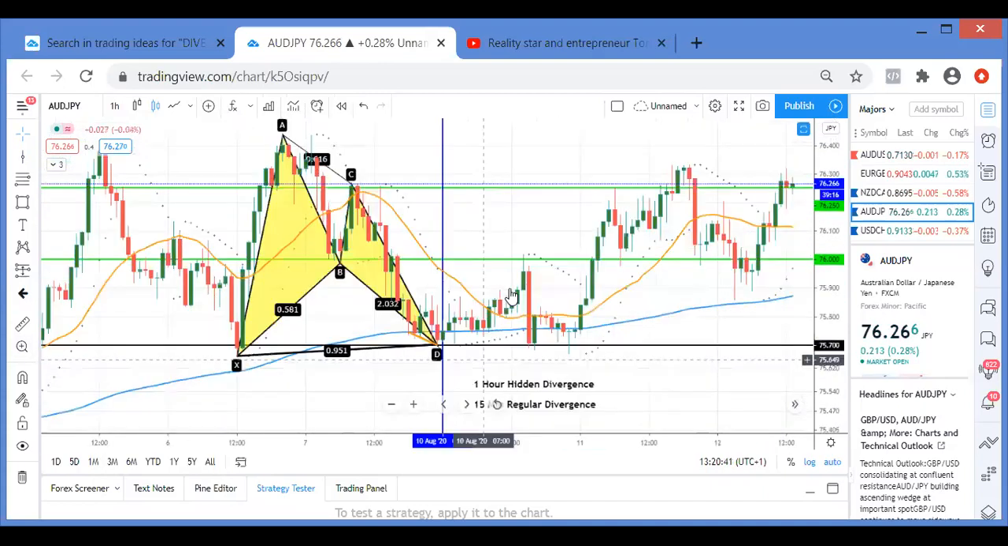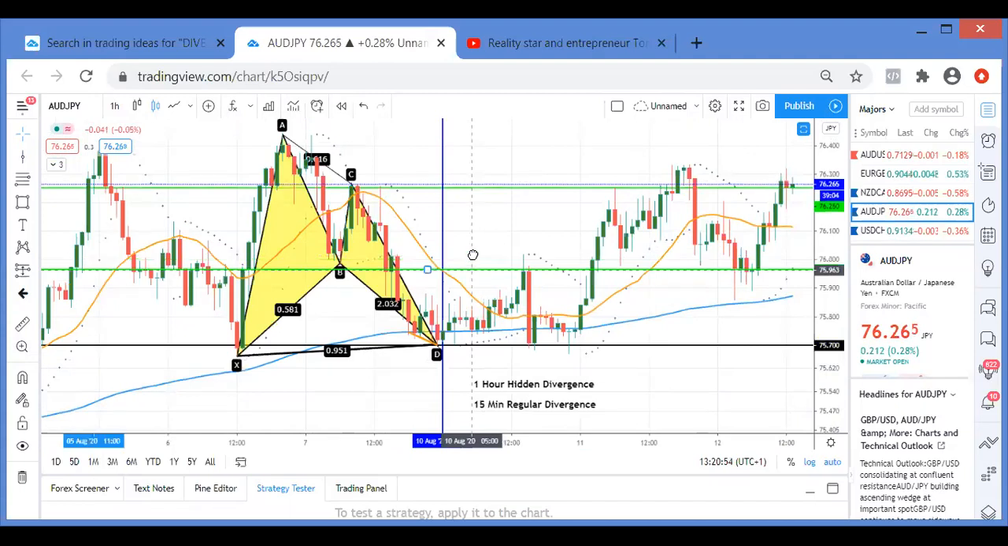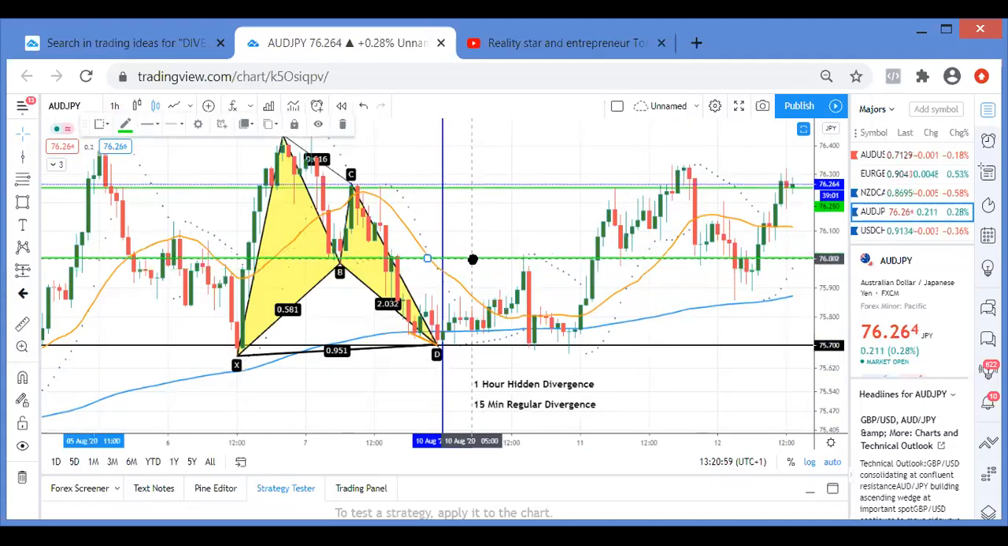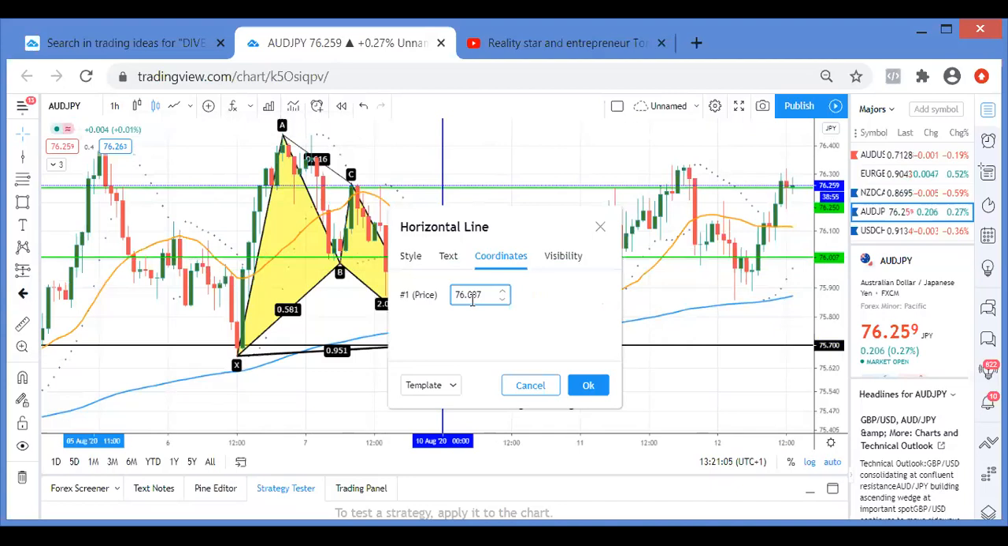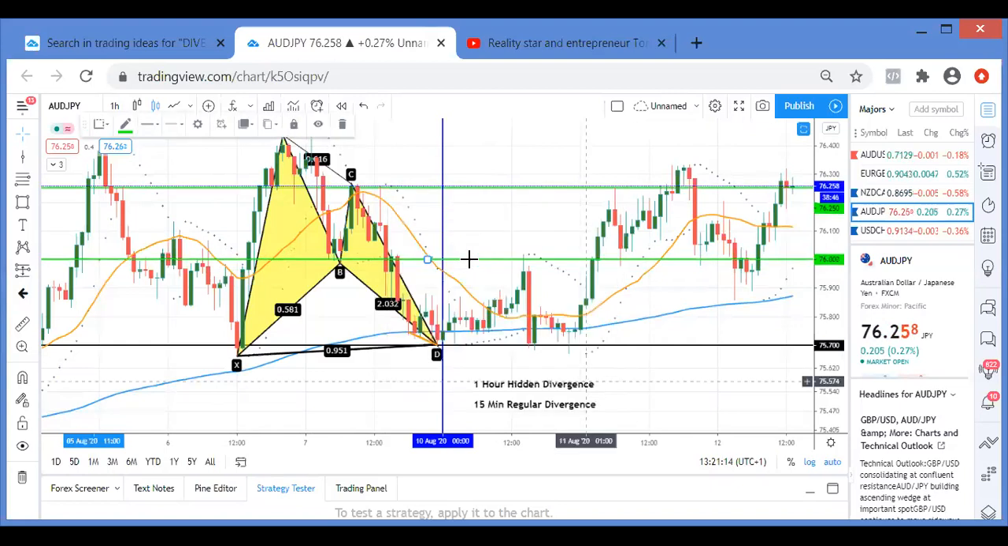So this one here, where's the nearest ceilings? One here, there's another one here, and there's another one here. So let's put the green line to the first ceiling that we see, which is here. Now what we're looking for, quarter point, settings. 76.007. The nearest quarter point is 76.000. Okay, so that will be take profit one.